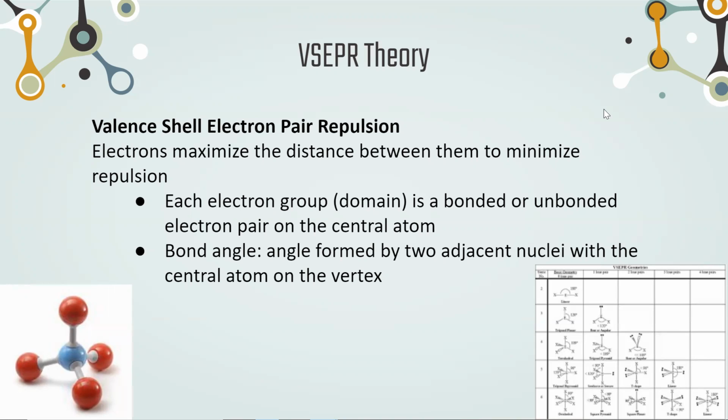To talk about VSEPR theory, it stands for valence shell electron pair repulsion. So basically, electrons are going to try to maximize the distance between them to minimize those repulsive forces. As that happens, you get bond angles as the atoms orient themselves around one another.